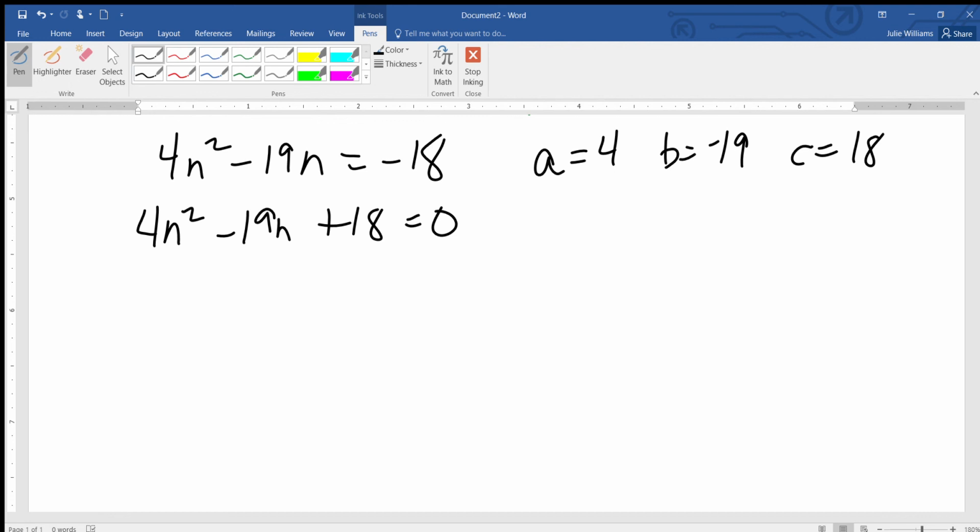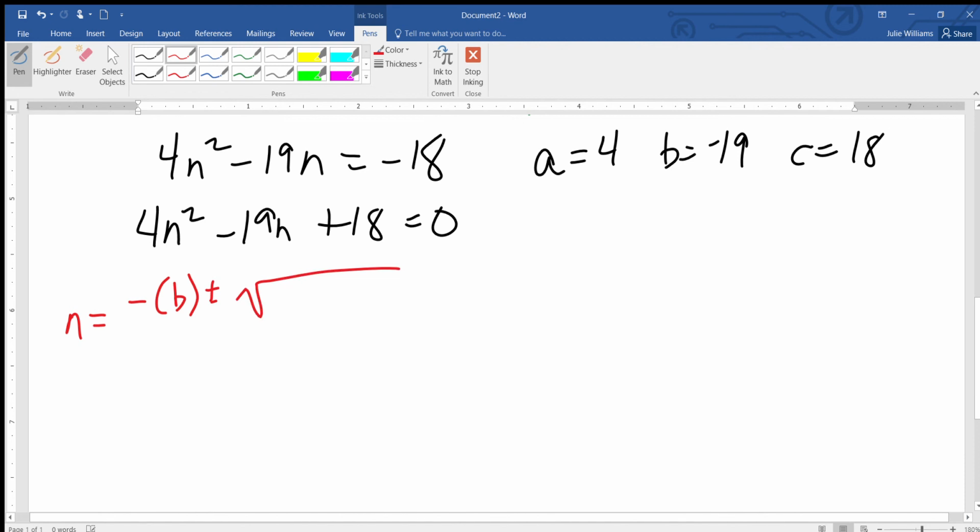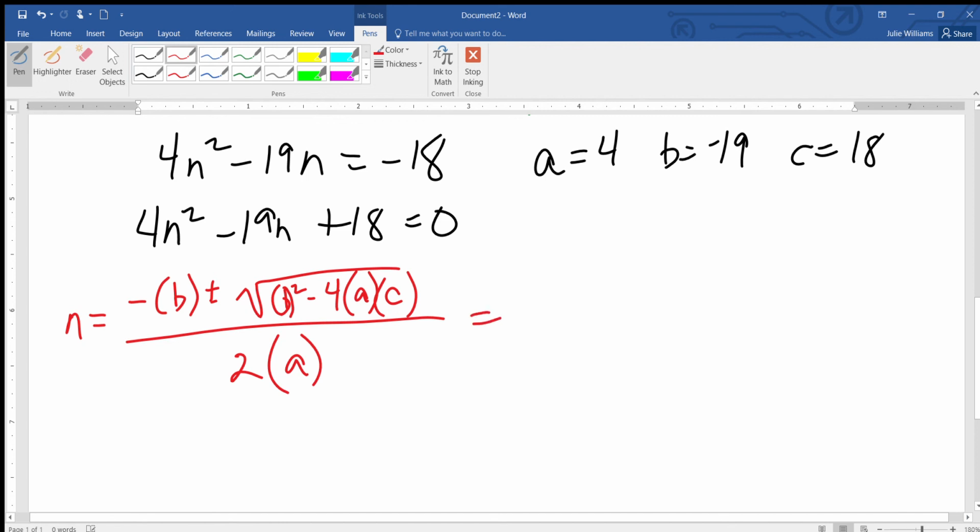All right, so let's write our quadratic formula. X, or n in this case, is going to be equal to negative b plus or minus the square root of b squared minus 4 times a times c, all over 2a. I'm going to get my handy dandy calculator out for this one because this has some big old numbers, I tell you what. All right.